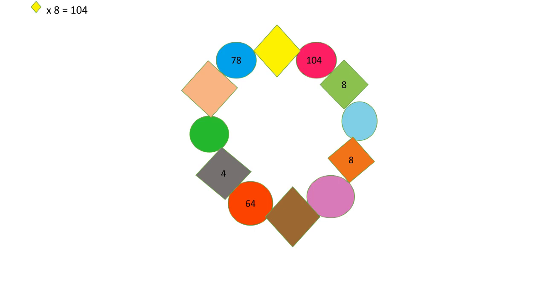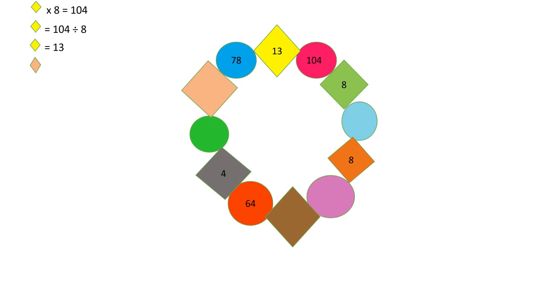So let us find the yellow box. What will be the number in the yellow box? For finding the number in the yellow box, we multiply it by 8. The result should be 104, as I said. So now, taking 8 to the right hand side, it will be division. 104 divided by 8 gives the number in the yellow box, that is 13.